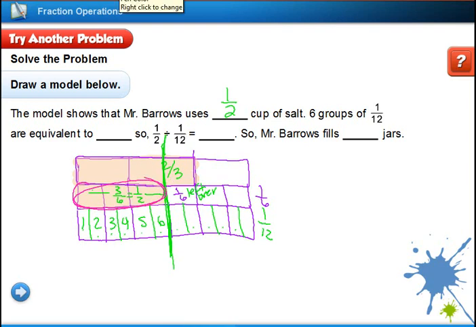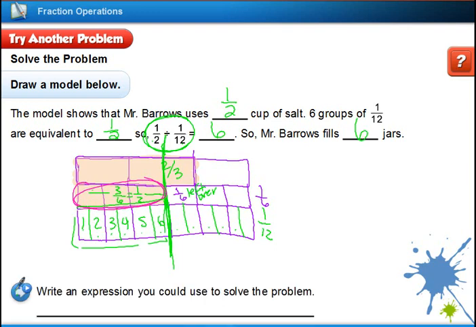6 groups of 1/12 are equivalent to 1/2. So in this sense, we're using 1/2 divided by 1/12 equals 6. We say how many 12ths are in 1/2. Well, here's our 1/2 right here. How many 12ths? Because we broke it into 12ths. There are 6. So Mr. Barrows can fill 6 jars.